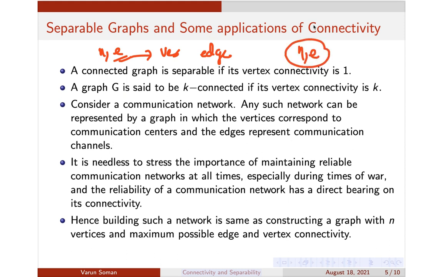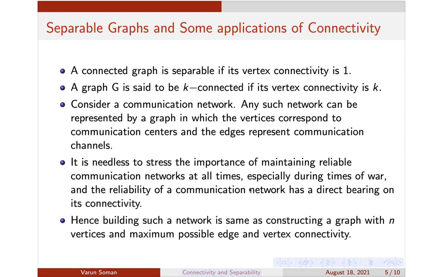We'll try to construct a graph in such a way that its edge connectivity and also vertex connectivity is higher. Or in other words, we'll be trying to find some upper bounds or lower bounds for this edge connectivity and vertex connectivity. So we are going to discuss some bounds for these connectivity things.